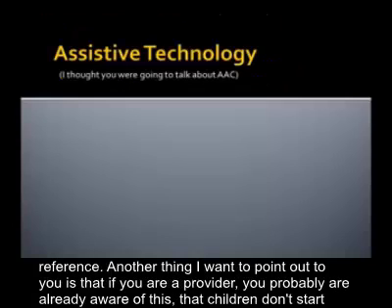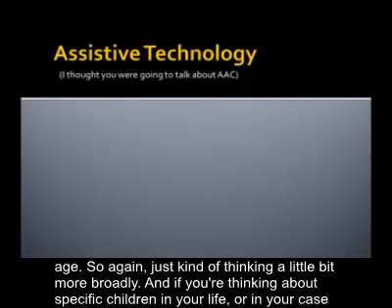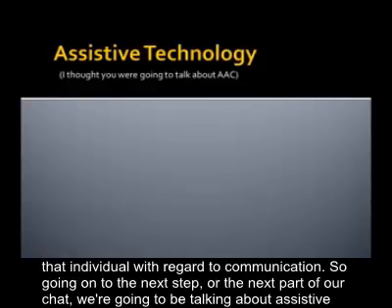Another thing I want to point out to you is that if you are a provider, you probably already are aware of this, that children don't start recognizing real pictures and making an association between a real picture and an object until they're approximately 18 to 24 months of age. So again, thinking a little bit more broadly, and if you're thinking about specific children in your life or on your caseloads, this may help you to problem solve maybe why that individual is struggling to establish communication or where to start with that individual with regard to communication.